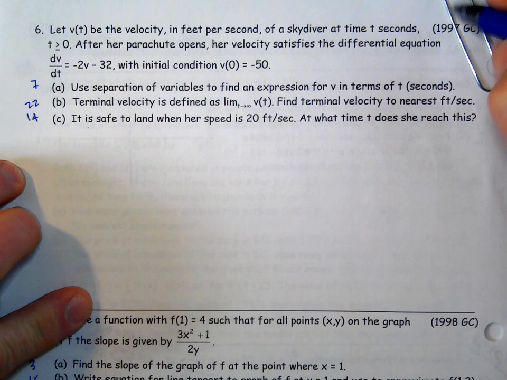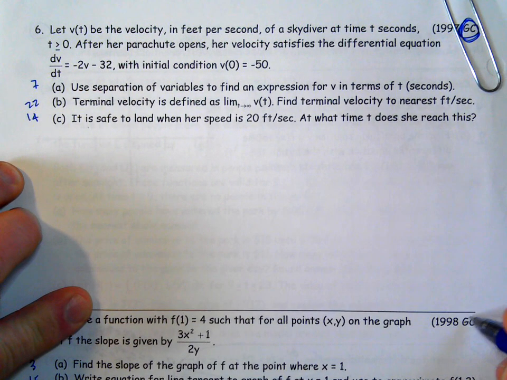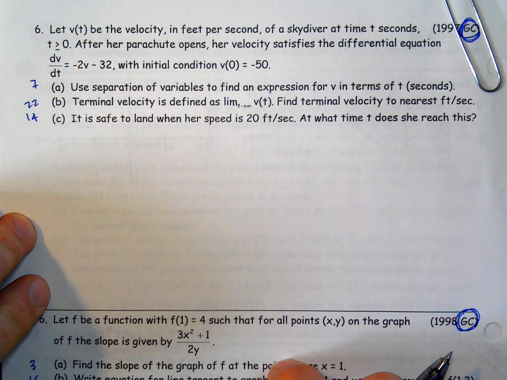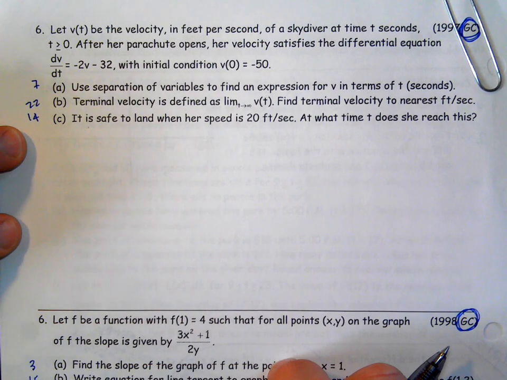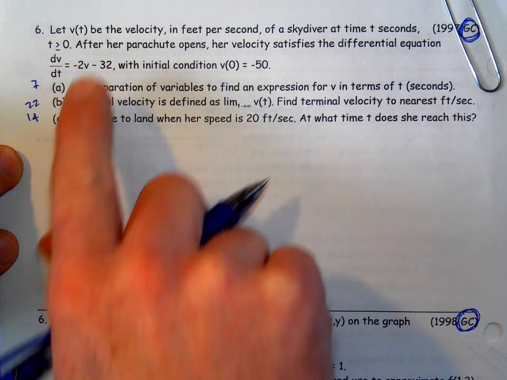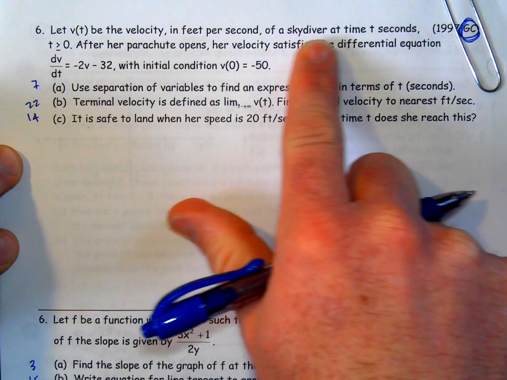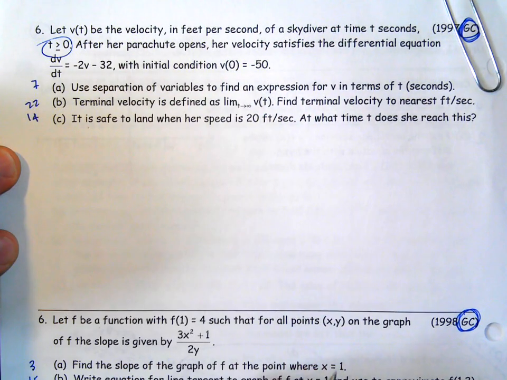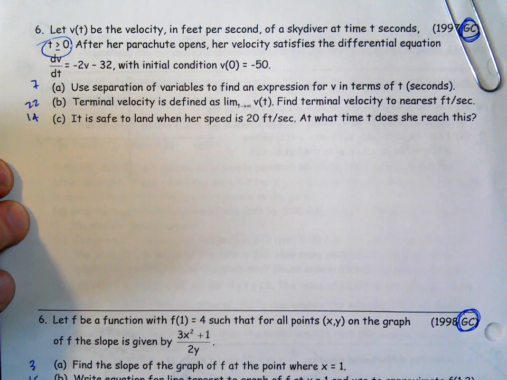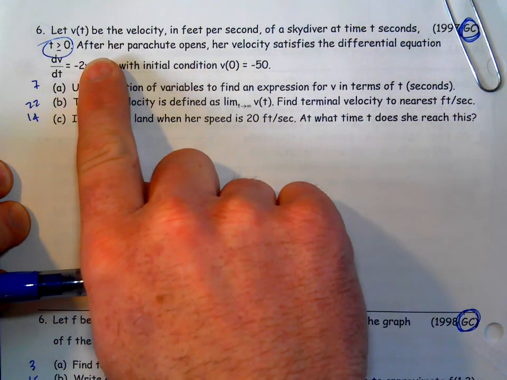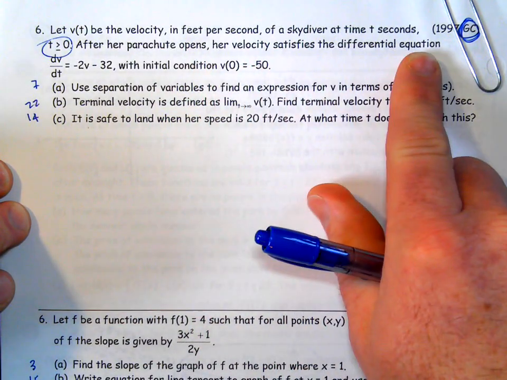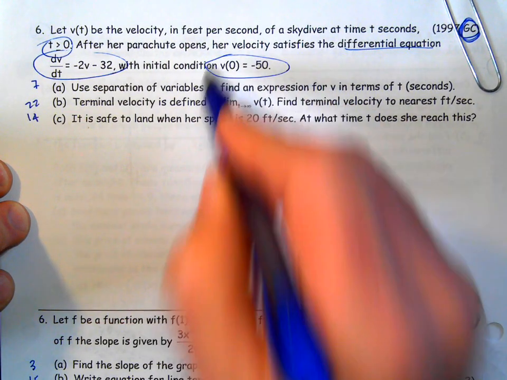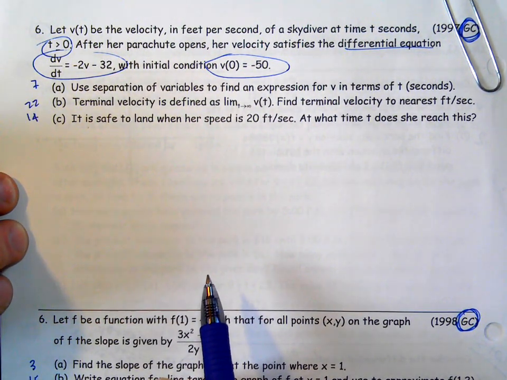Now, over here, this says graphing calculator. So have your graphing calculators handy because it's probably going to make something on the problem easier to do. Let v be velocity in feet per second of a skydiver at time t seconds, where t is greater than 0. So no negative time, which is something I've been pushing on you guys on these time problems. After her parachute opens, her velocity satisfies the differential equation with initial condition, so that's our initial velocity at time 0.